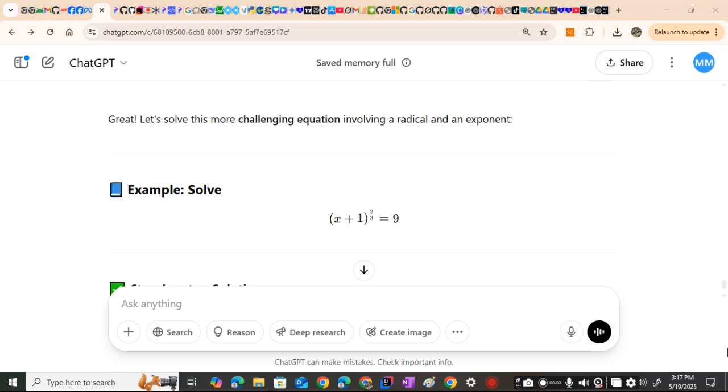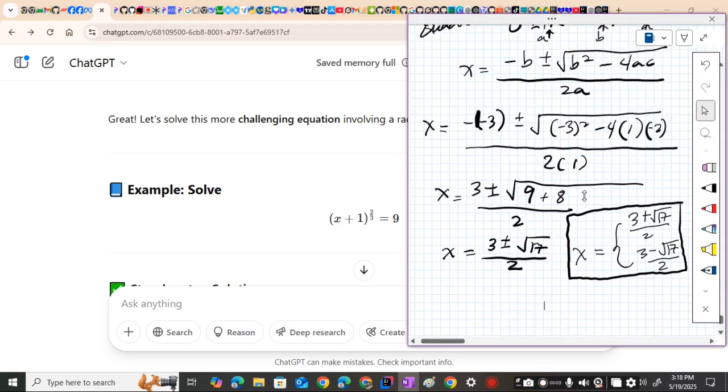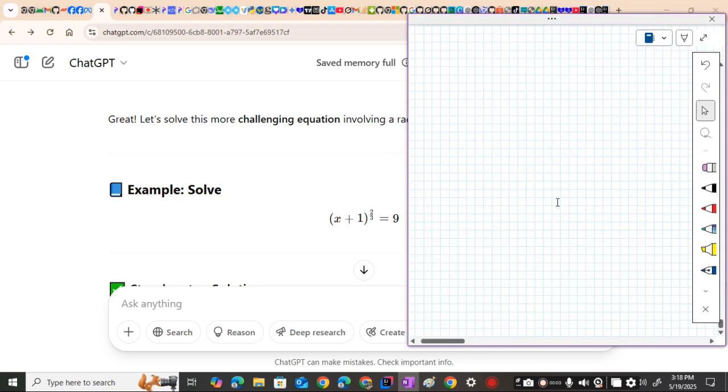Now, let's try to solve this equation given to us by ChatGPT, that is the quantity x plus 1, a binomial, raised to 2 over 3 equals 9. Now, let's try to use my note, so again, let me use my note in order for me to demonstrate to you how to solve this equation that involves a radical and an exponent.